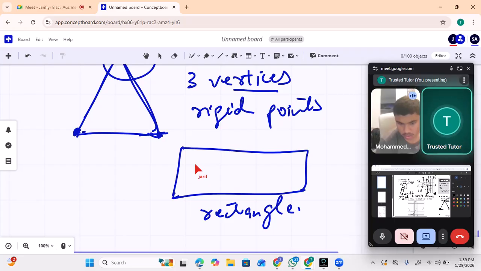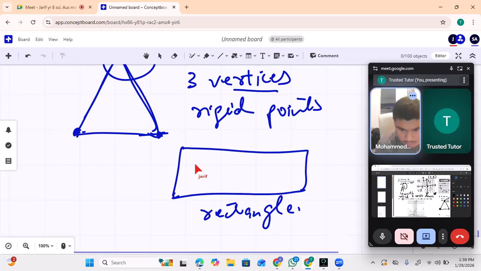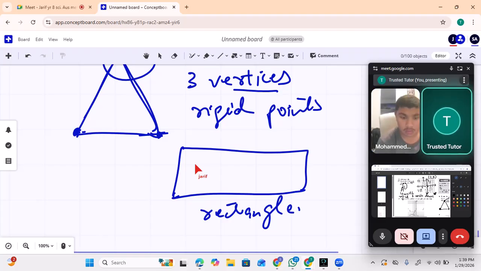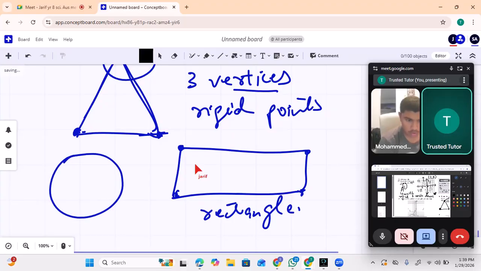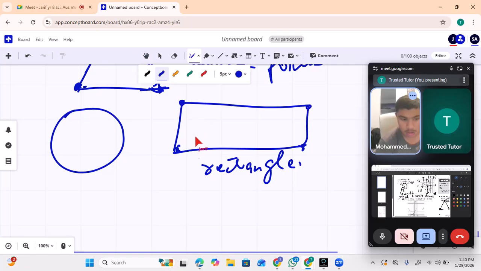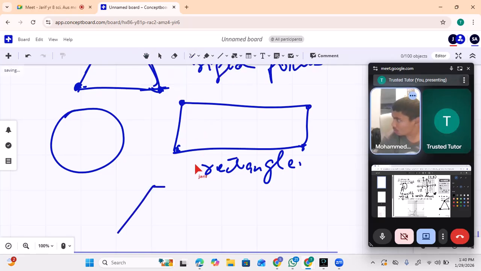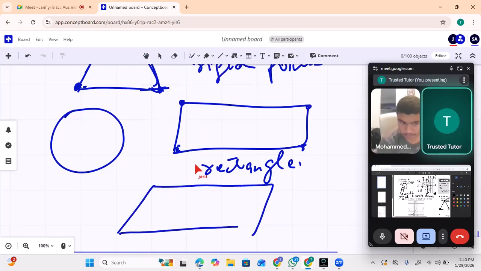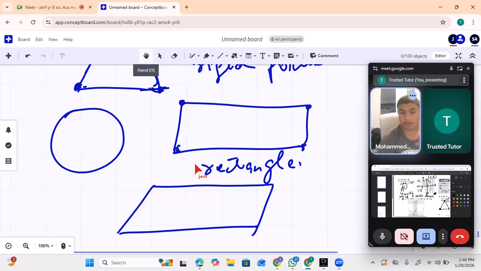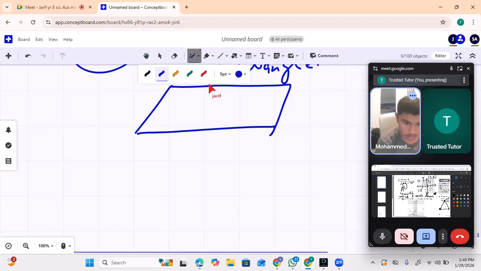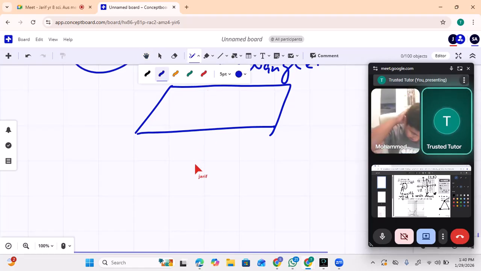Jeff, how many vertices are in a triangle? One, two, three, four. Okay, so the triangle has three and the rectangle has four. What about a circle? Zero. Good. What about a parallelogram? Four. Okay.